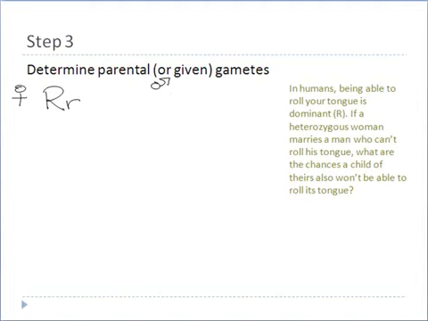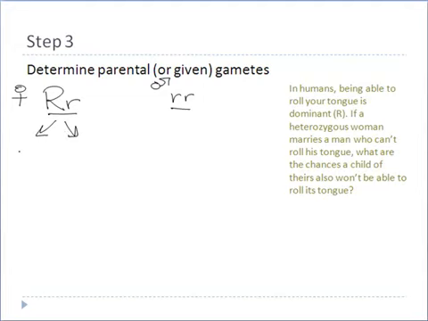The male again was a homozygote recessive. This is a diploid genotype. This is a diploid genotype. To make gametes, each gamete has to be haploid.